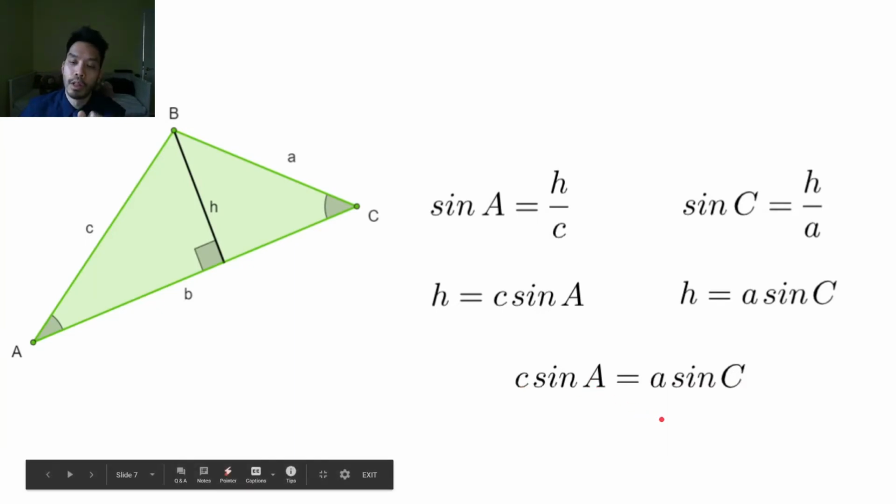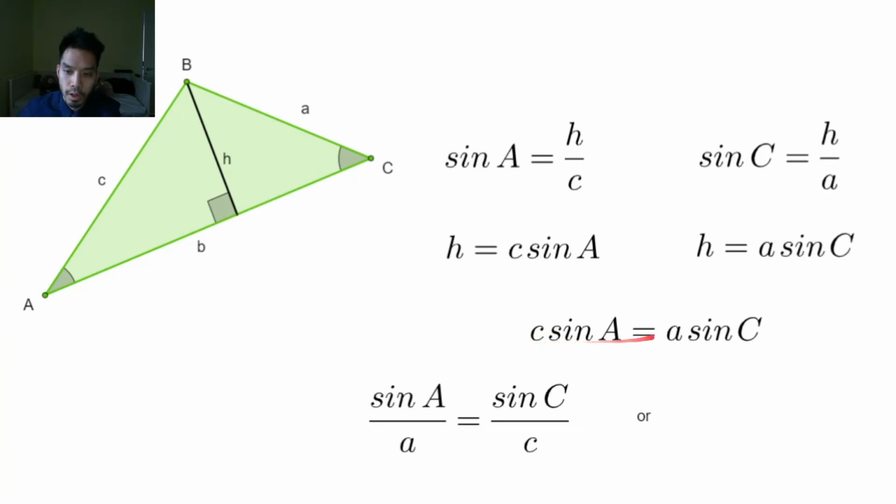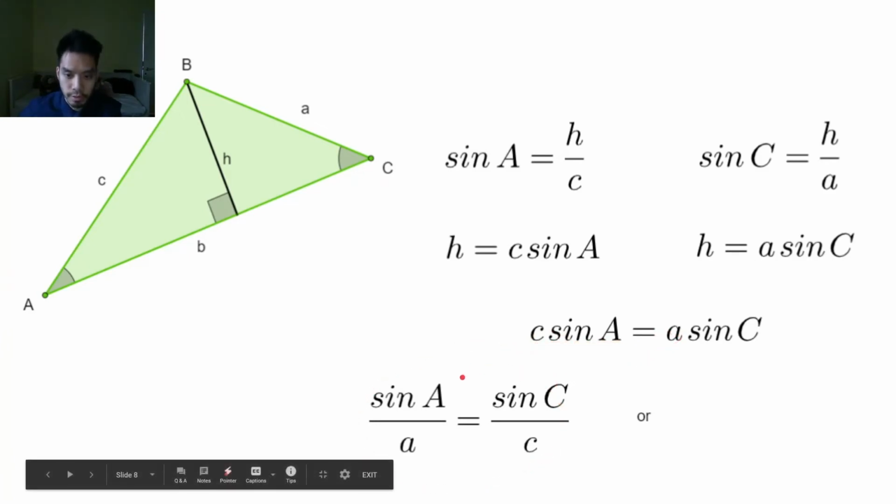In order to clean this formula up, you want all the letters on one side. So we're going to move this A to the other side. To move that A, we're going to divide both sides by A. And to get rid of this C, we divide both sides by C. Okay? And so that's the result of that.